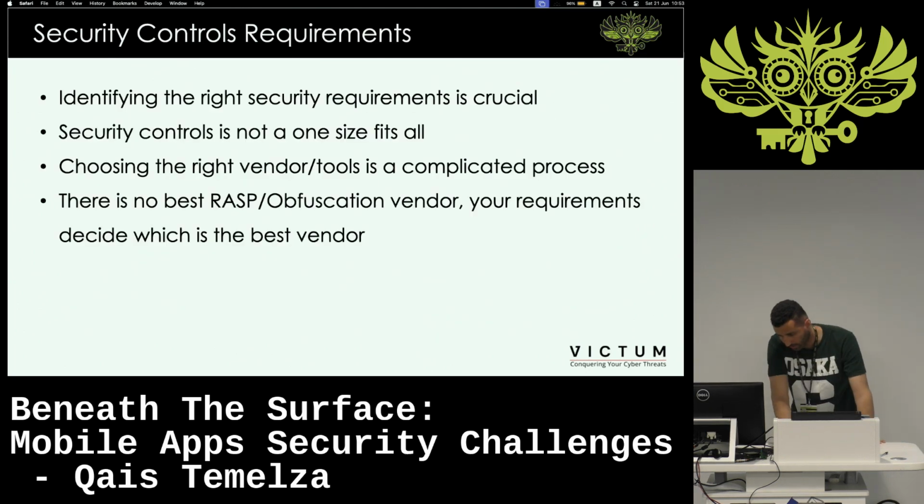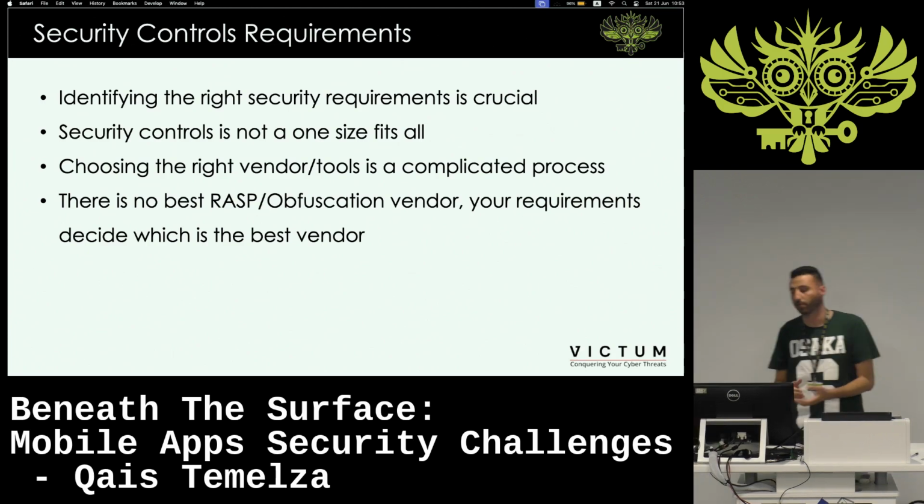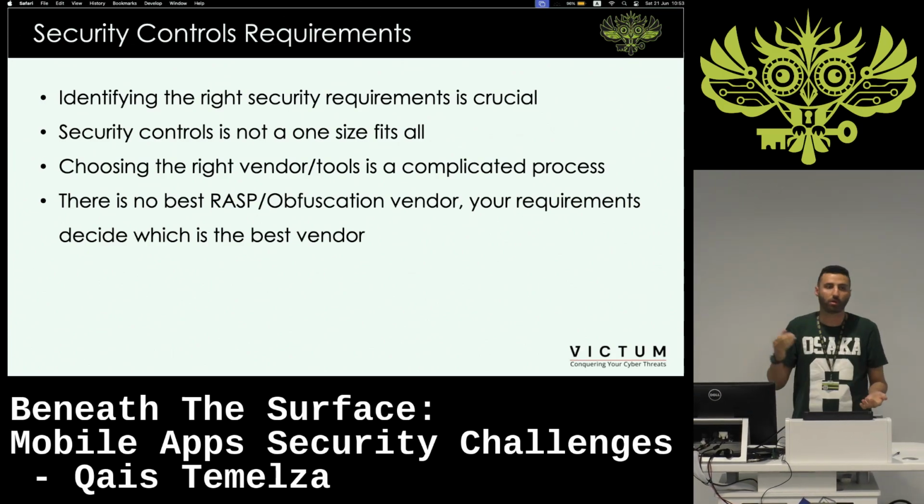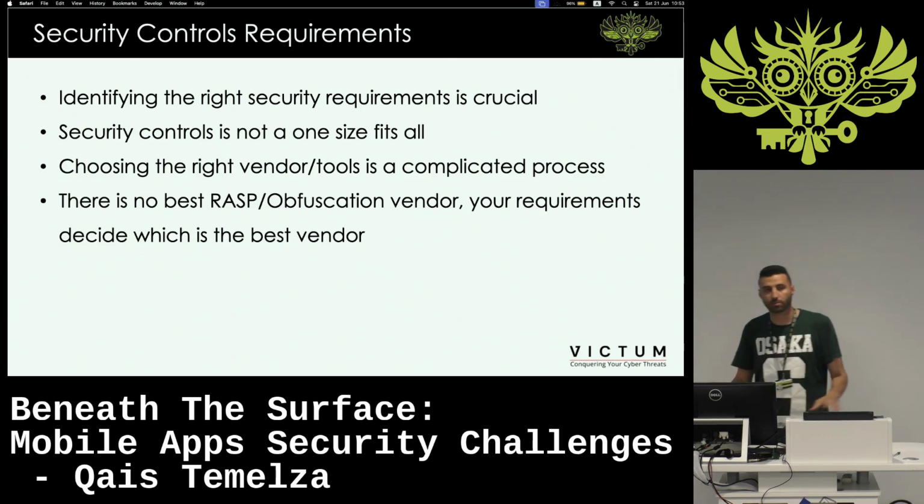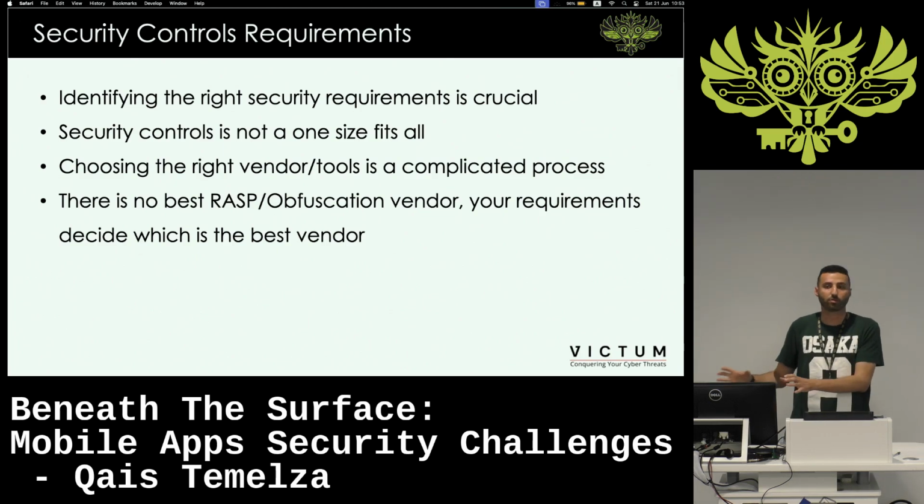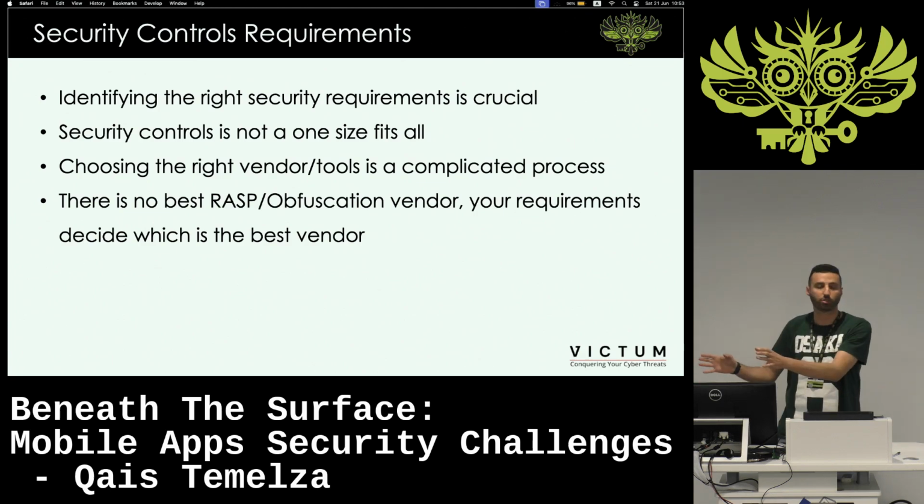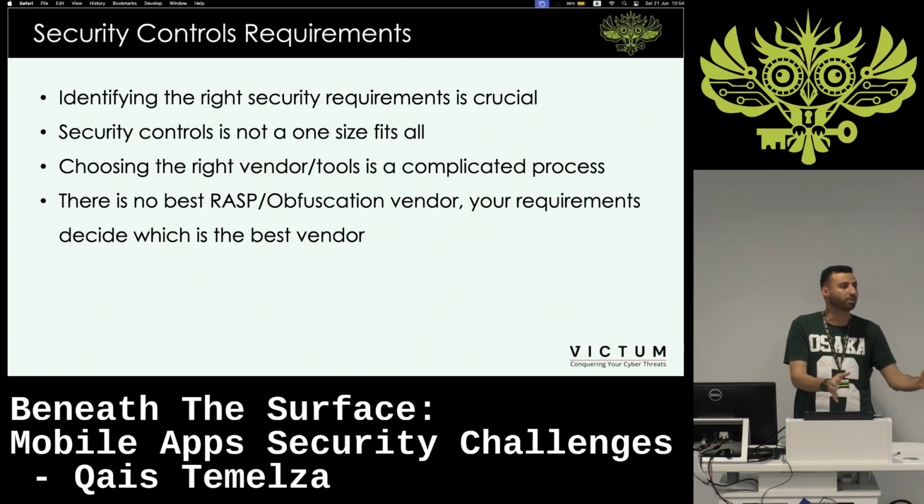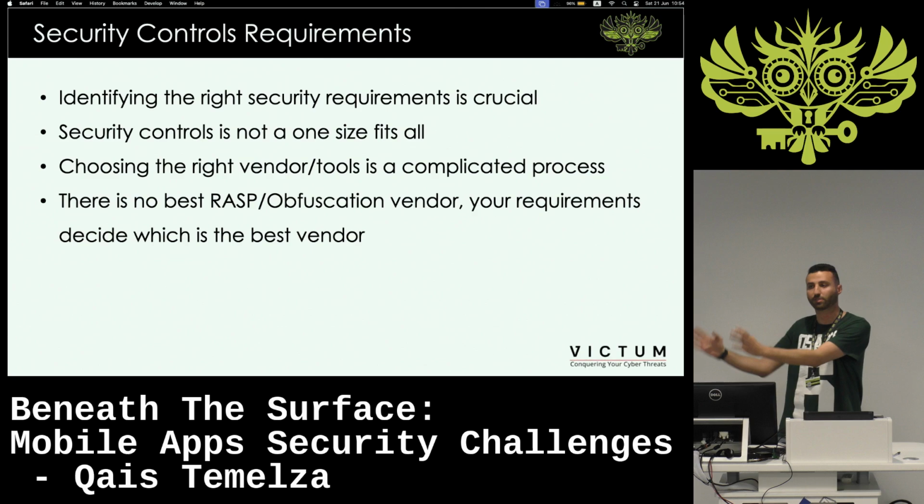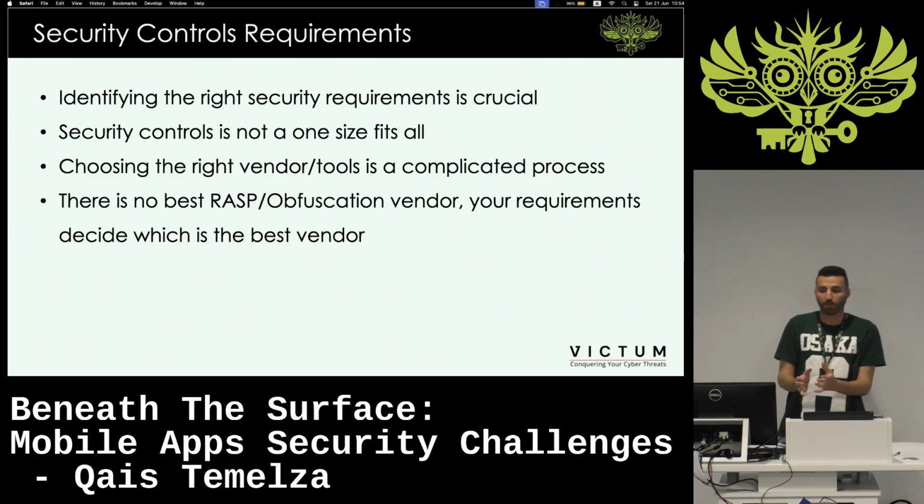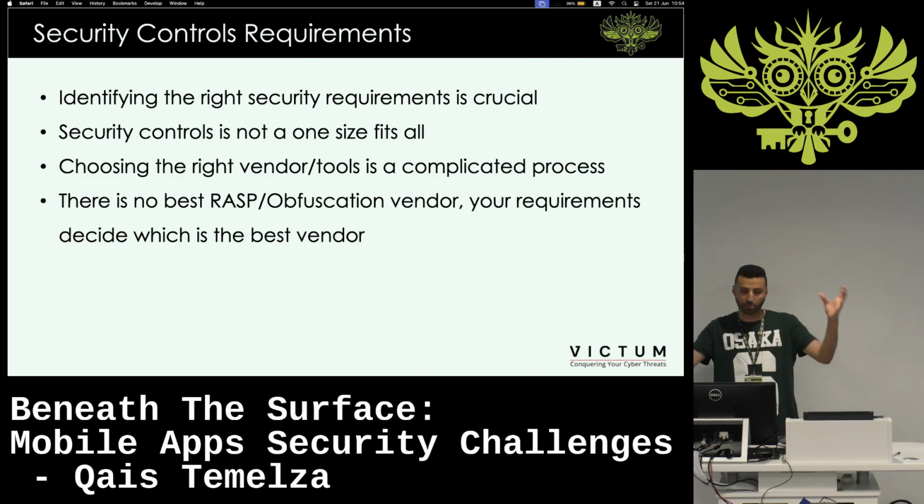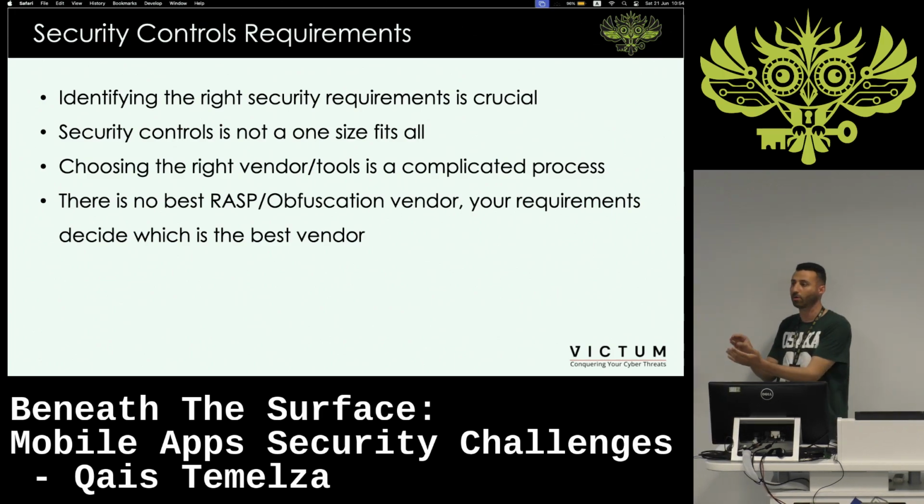The next challenge is basically when you want to use a tool, for example, to protect your mobile app or choose a vendor for your mobile app. It's not only that I want debugger detection to be there, I want hooking detection to be there, I want something to obfuscate my app. It's also not only about the generalized stuff. You want to be specific about what your app needs.